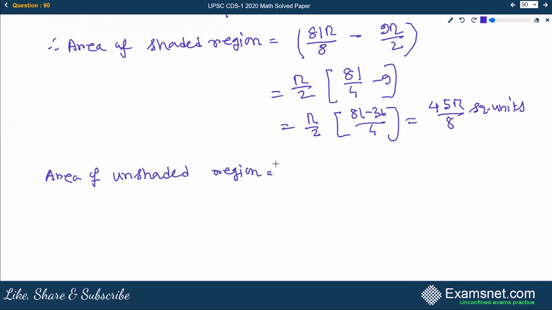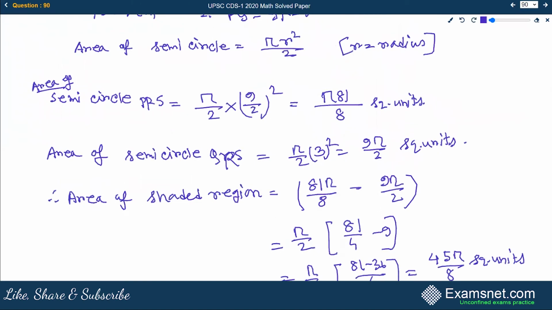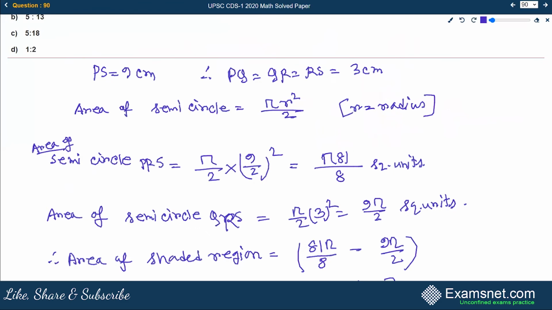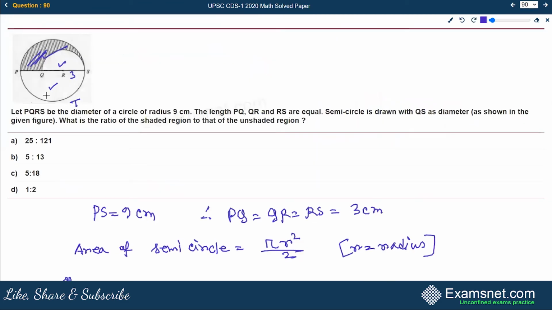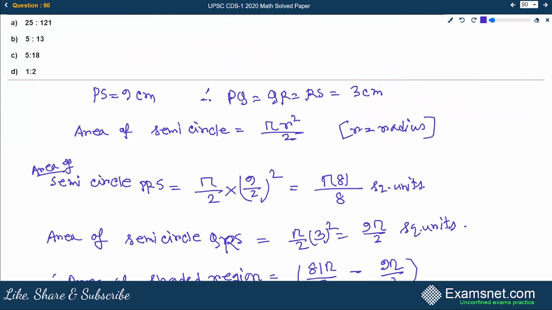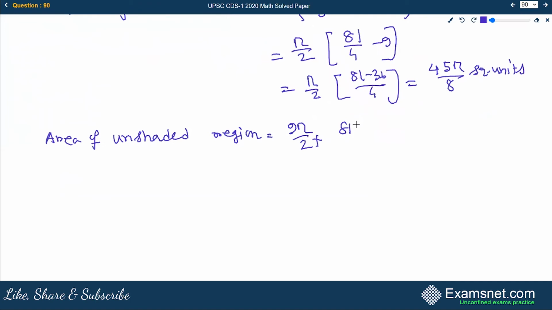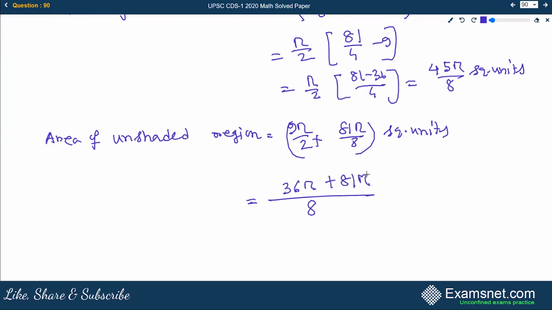Unshaded region. So area of QRS, that is 9π/2 plus area of the semicircle. Here, if we name it, let's say PTS, so that is also equal to PRS. So 81 by 81π by 8 square units. Now 836π plus 81π is 117π by 8 square units.